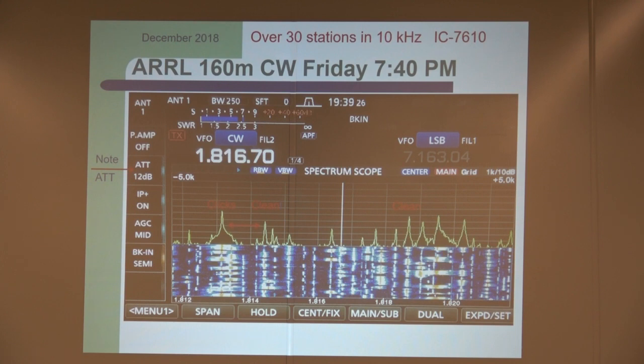But look at the detail that's on these direct sampling displays. Now, with the Yaesu, it's not a direct sampling radio, but the display is. And, of course, in the ICOM, it's all direct sampling. And in the Kenwood case, it's a direct sampling display. So the resolution is just astounding today. You can see the guys with the key clicks or the splatter on sideband.